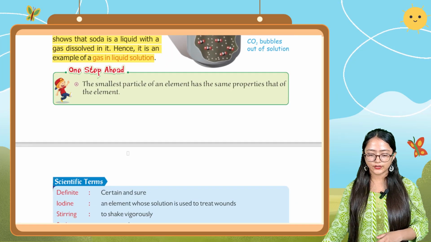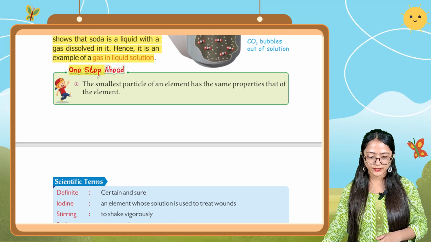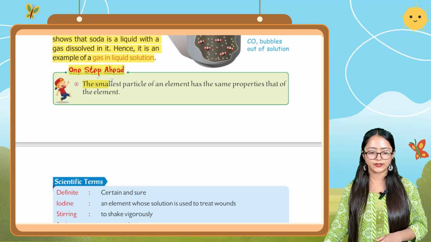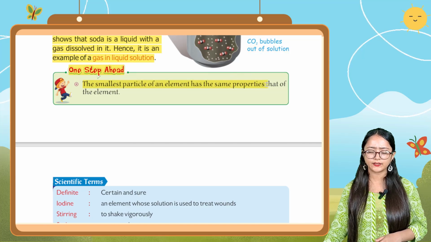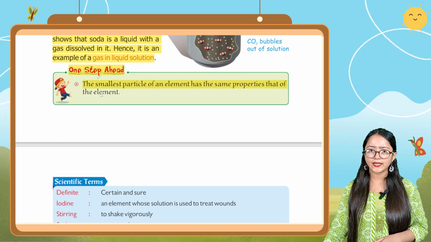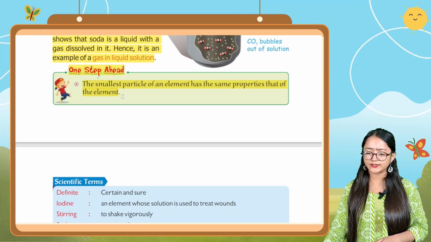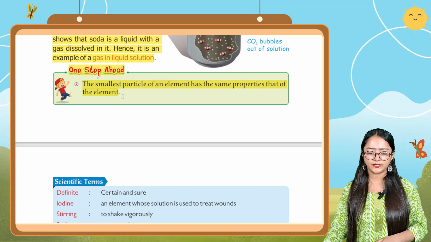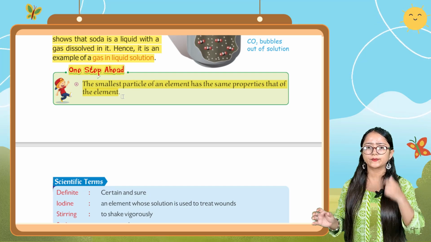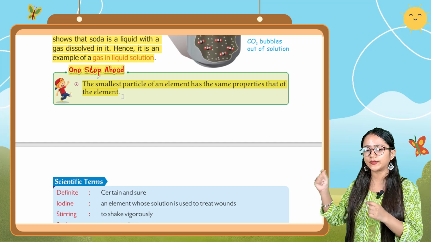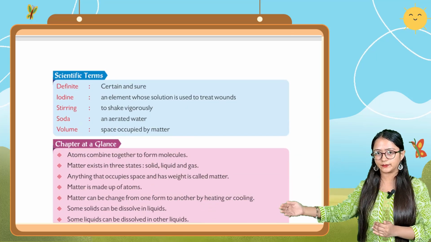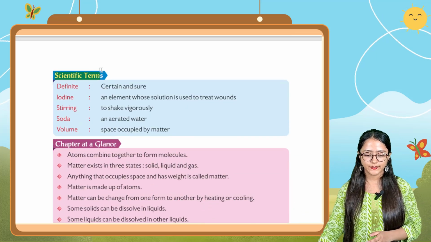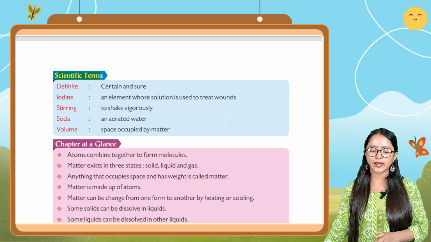Now we're going to talk about the next point, that is one step ahead. It says the smallest particle of an element has the same properties as that of the element. So basically the smallest particle of an element has the same properties as the element. Now here are some scientific terms.